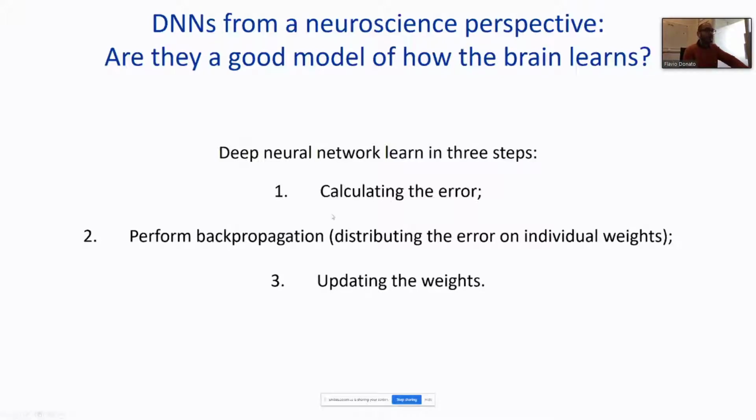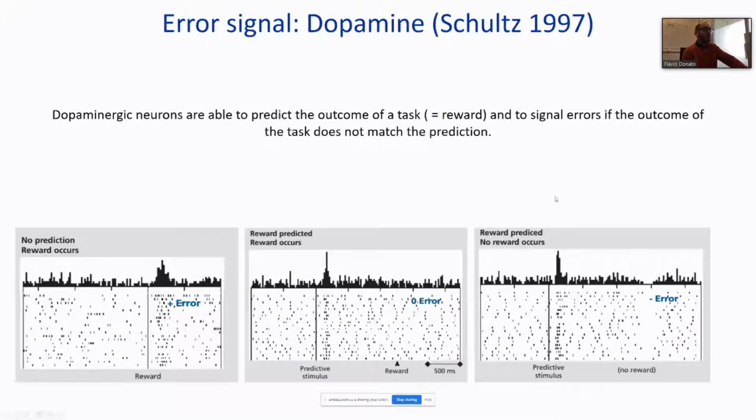Do we find these three elements in the brain? Does the brain use these three things: the ability to calculate the error, to perform backpropagation, and to update the weights in order to learn to do something? As far as the first part goes, we know from 1997 that there are indeed some neurons in the brain which are able to encode in their activity the finding of an error in what you predict.